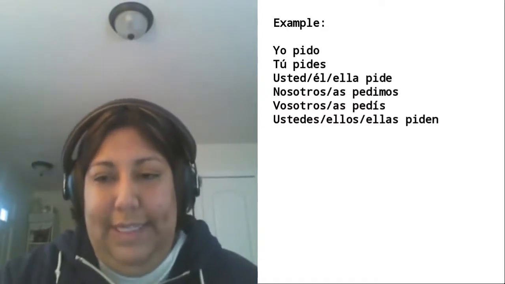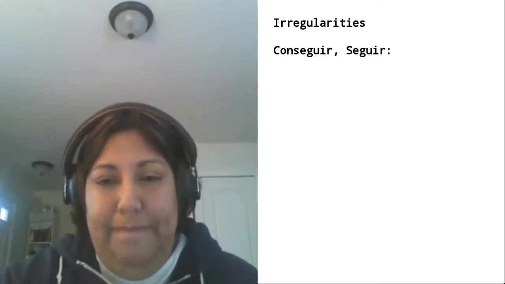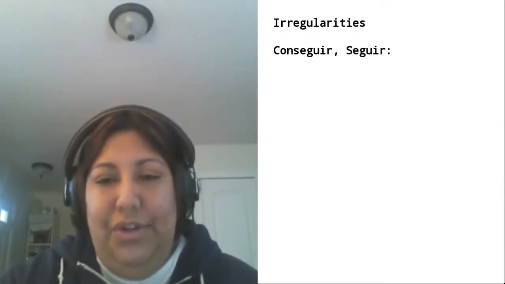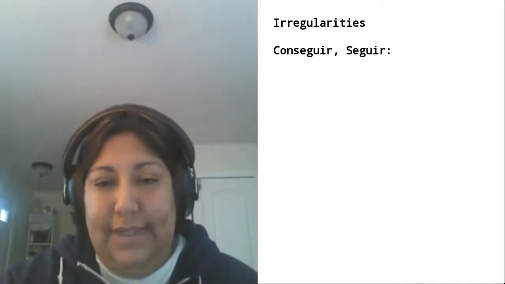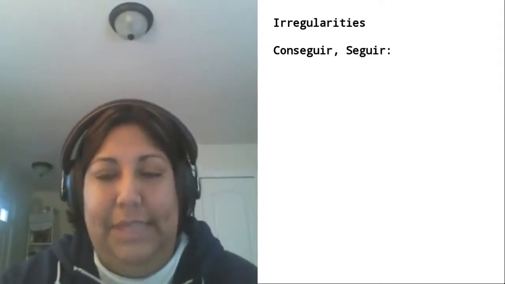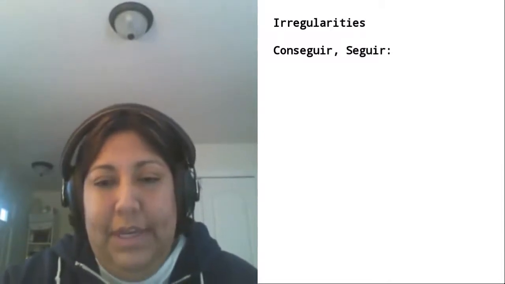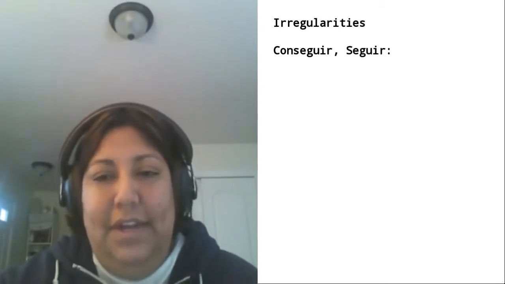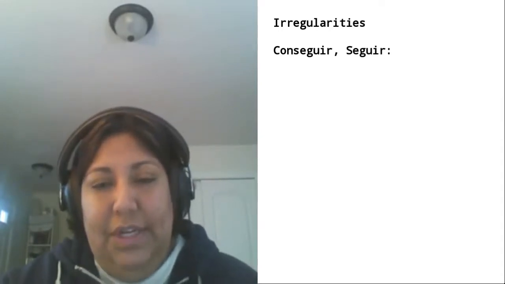Of course, you have a few exceptions, spelling exceptions with these verbs. For example, conseguir and seguir, which are two verbs that look very much alike and conjugate alike, but have different meanings. Conseguir is to obtain something, but something that's kind of difficult to obtain, and seguir is to follow or to continue. These two verbs have an irregularity in the yo form, but the rest of the conjugations are completely normal for E to I stem changing verbs.